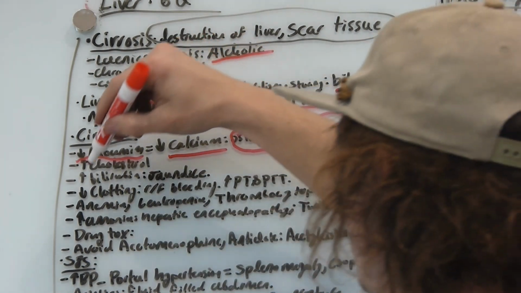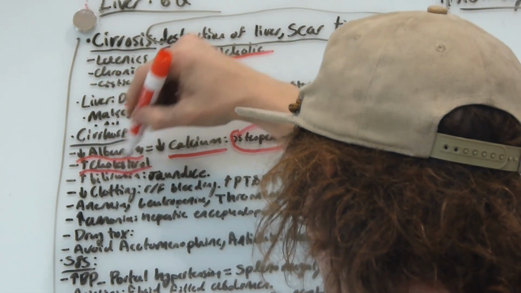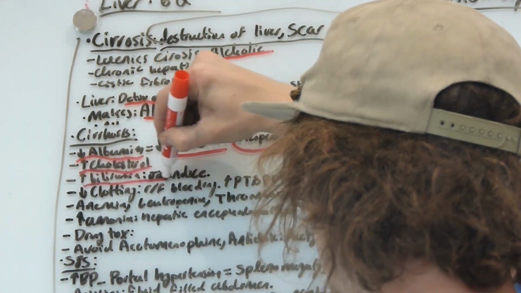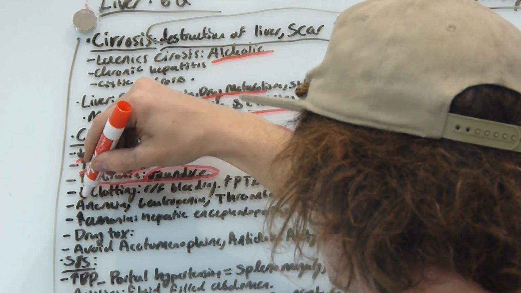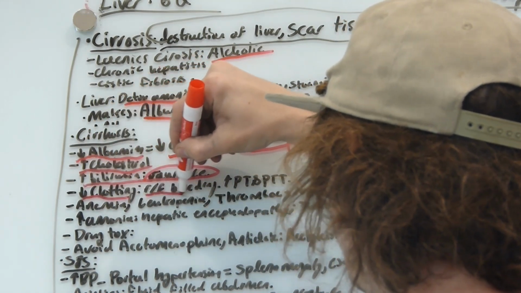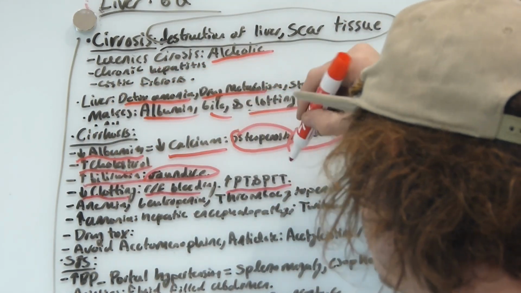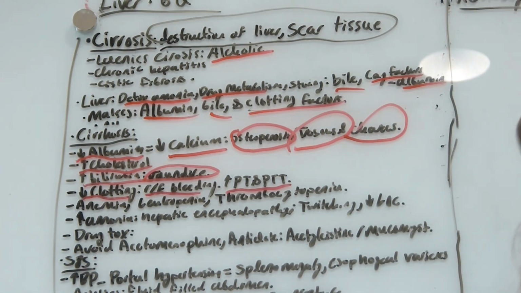We're going to have an increased cholesterol. We're going to have an increased bilirubin, which is going to lead to jaundice. They're going to be yellow with cirrhosis. We're going to have decreased clotting factors and a risk for bleeding with this. So we're going to have an increased PT and PTT. You know what that means? If they're bleeding, we got to hold pressure.